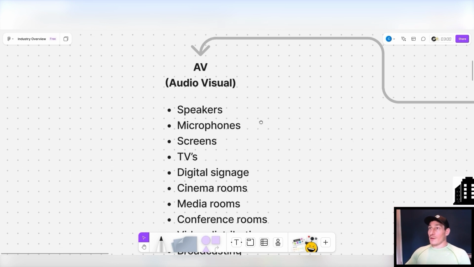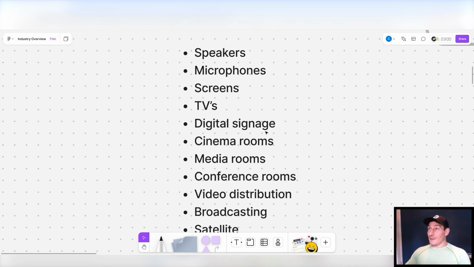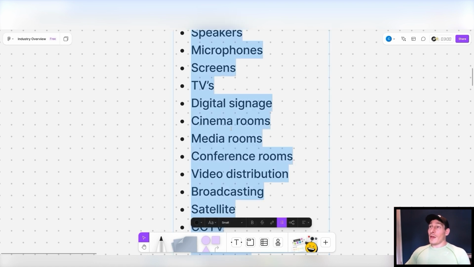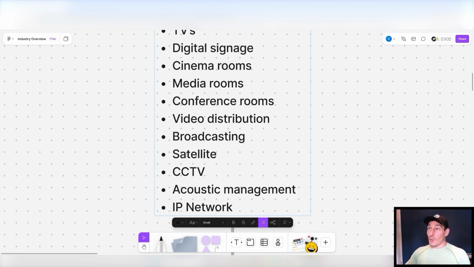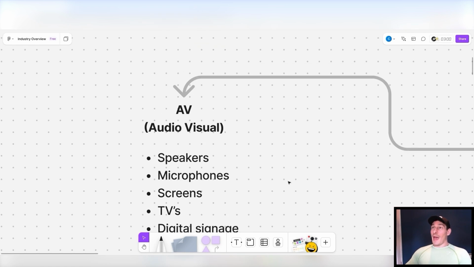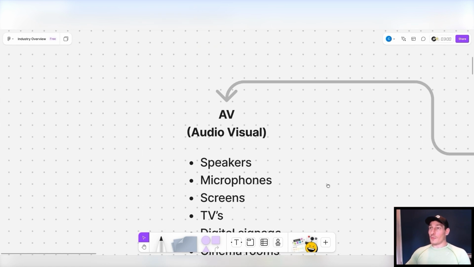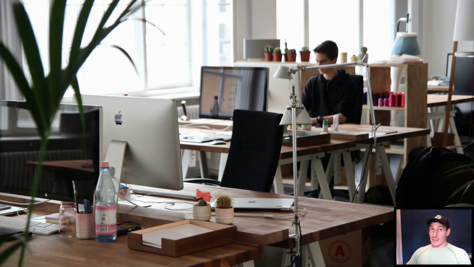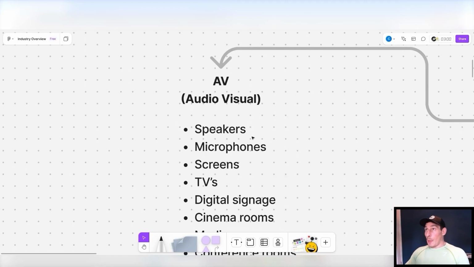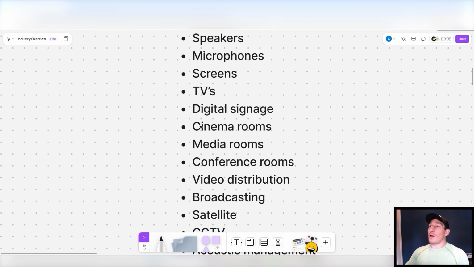Things like speakers, microphones, screens, TVs, digital signage, cinema rooms, media rooms, conference rooms, video distribution, broadcasting, satellite, CCTV, etc., etc. I would be thinking about AV automation in terms of commercial office spaces and home automation, smart homes, high-end residential. That's where you'd have more AV-heavy automation systems. And as you can see, it covers all of these things here.